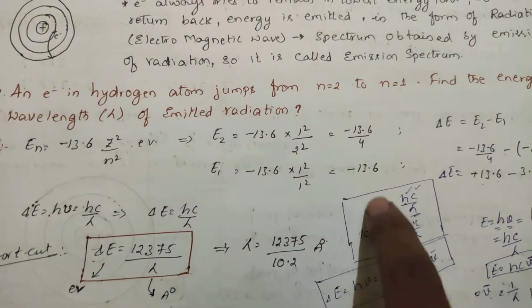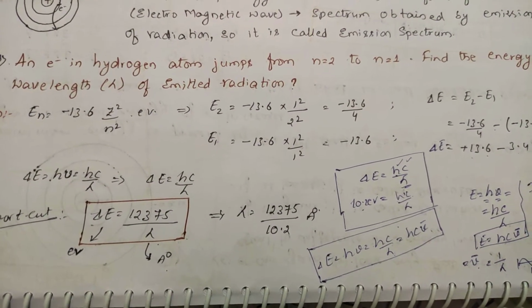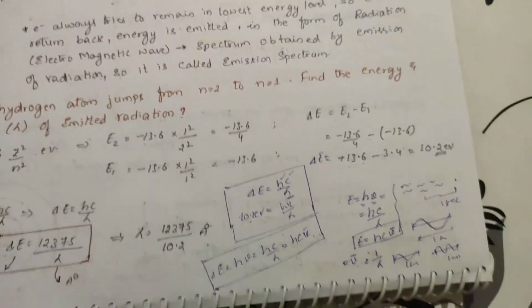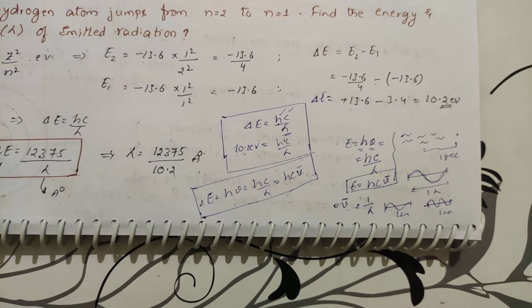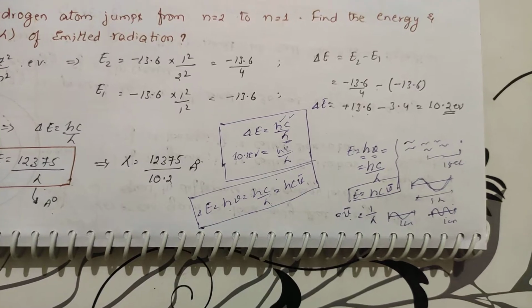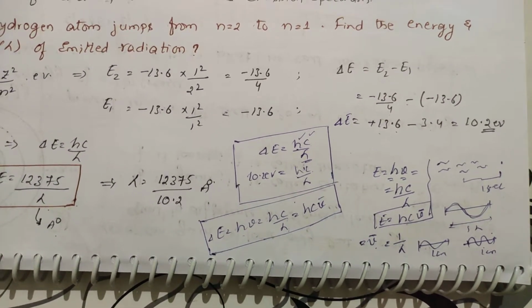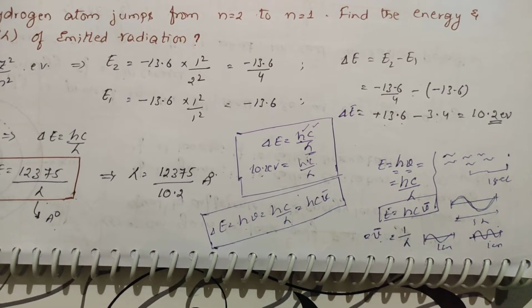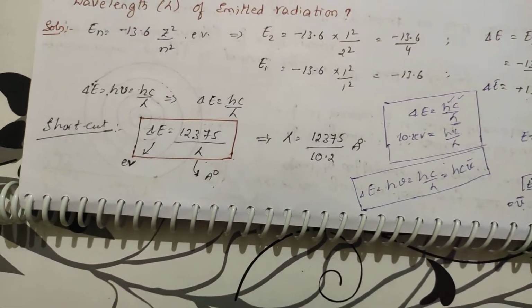So he is asking the difference. What should you get? You should get E2 minus E1. So delta E is E2 minus E1, minus 13.6 by 4 minus of minus 13.6. You will get plus 13.6 minus 3.4. So the difference in energy when an electron shifts from the second orbit to the first orbit is 10.2 electron volt. Instead of doing all these things, you can remember a shortcut way.